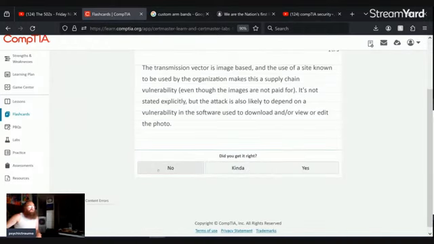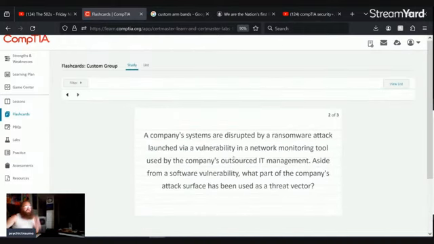Did you get this right? No. A company's systems are disrupted by a ransomware attack launched via a vulnerability in a network monitoring tool used by the company's outsourced IT management. Aside from a software vulnerability, what part of the company's attack surface has been used as a threat vector?